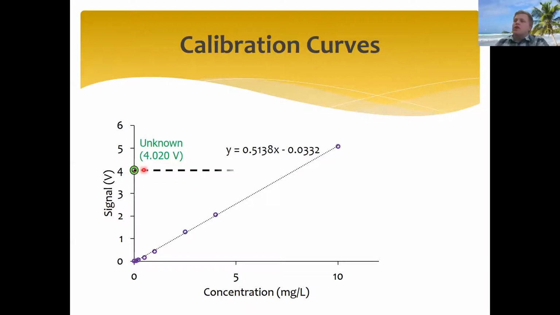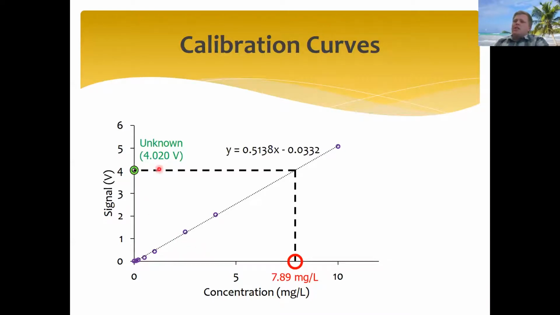We're going to draw a straight line from that till it intersects with our calibration curve line. And then from there, we're going to draw a straight line down until it intersects with our y-axis. And where it intersects is going to be the concentration of our unknown. So that's 7.89 milligrams per liter.